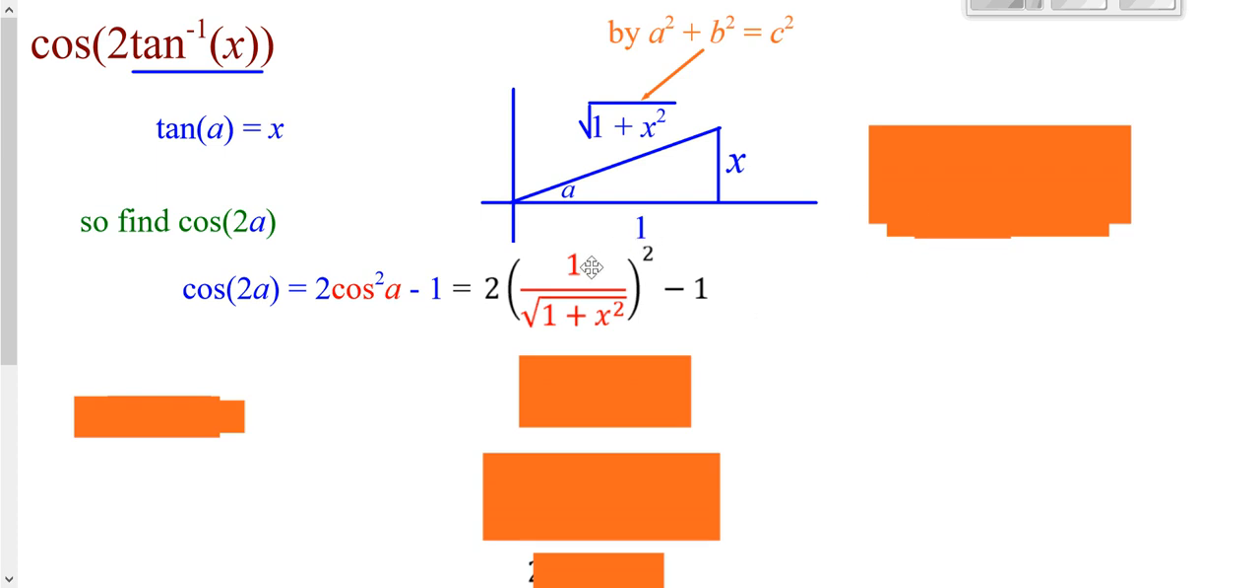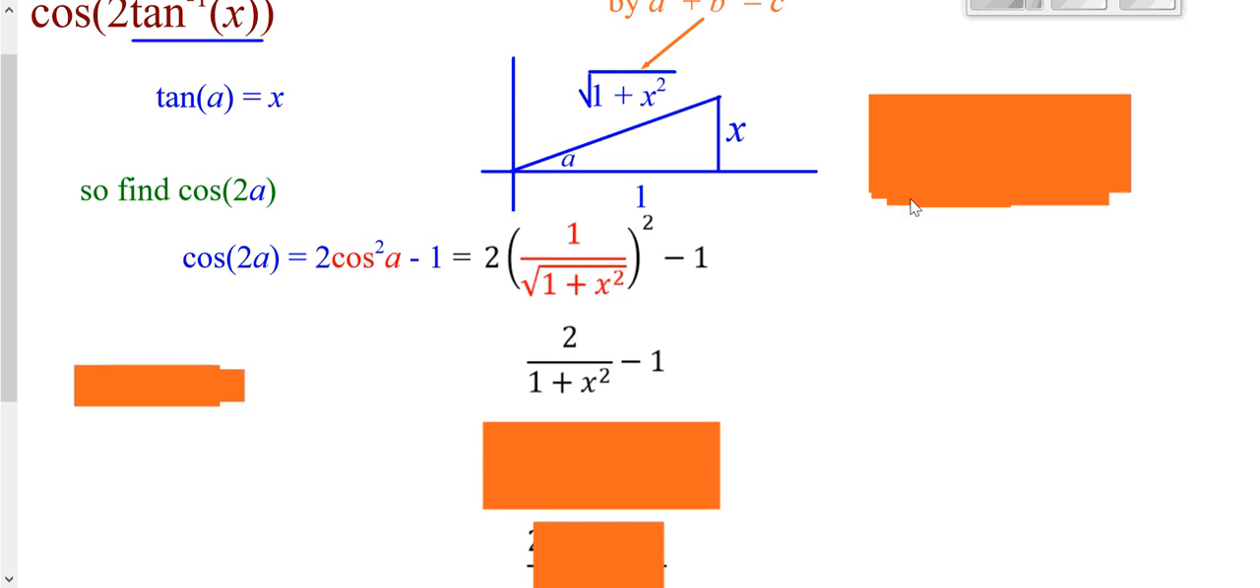If I square the top, I get 1. If I square the bottom, it cancels out the root. So I have 1 over 1 plus x squared, timesing it by 2 over 1. So I get this when I multiply those 2 fractions together, still with a minus 1.